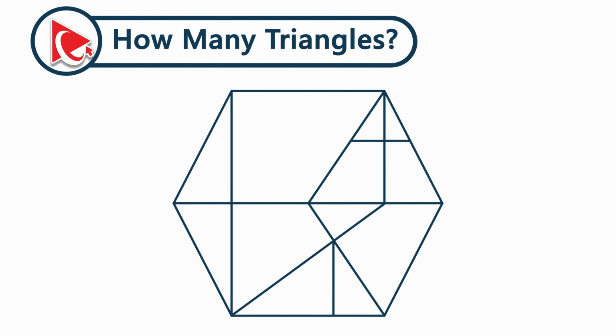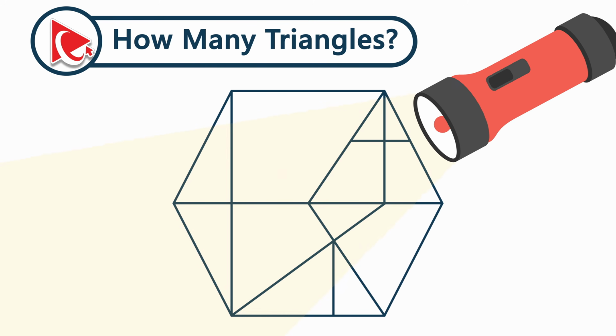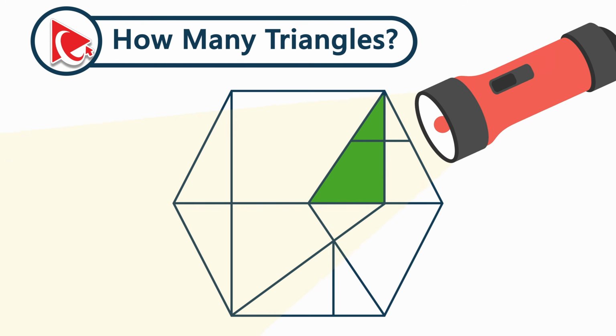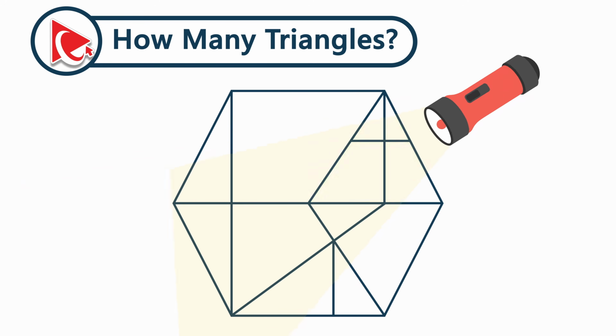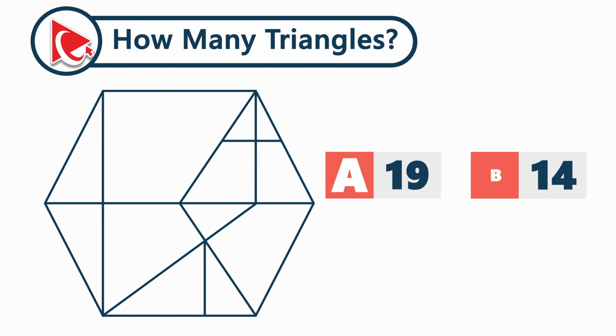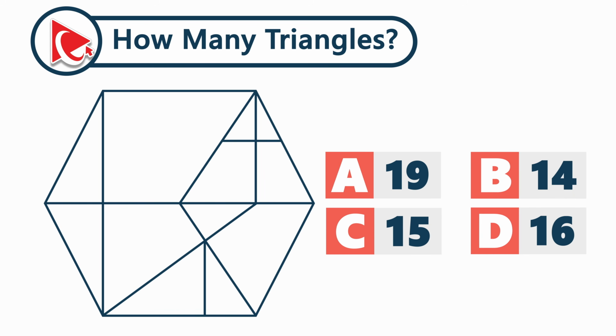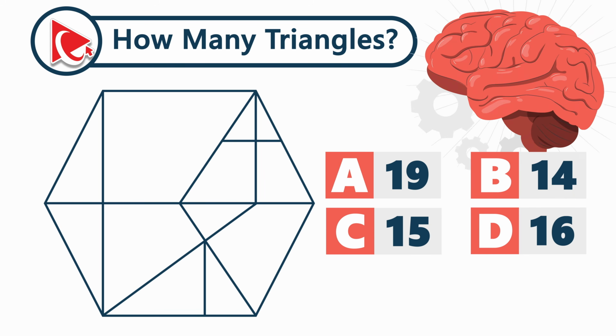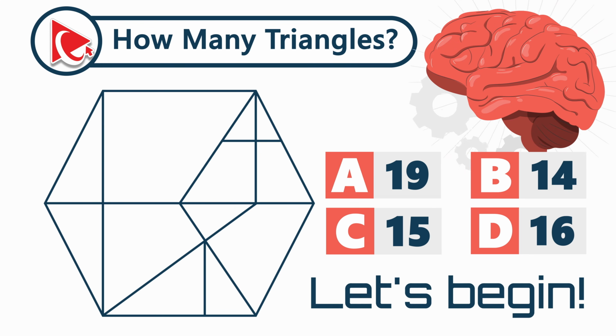Easier said than done, right? Let me show you a few triangles to get you started. Here's 1, here's 2, and here's 3. Well, guess what? You need to keep counting, because final number would be one of 4 possible choices. Choice A, 19, choice B, 14, choice C, 15, and choice D, 16. Remember, we're enhancing your cognitive abilities here to make you smarter. So, just like in a real test, I'll set a timer for you to solve this. Make sure you lock in your answer before timer's up. Let's begin.